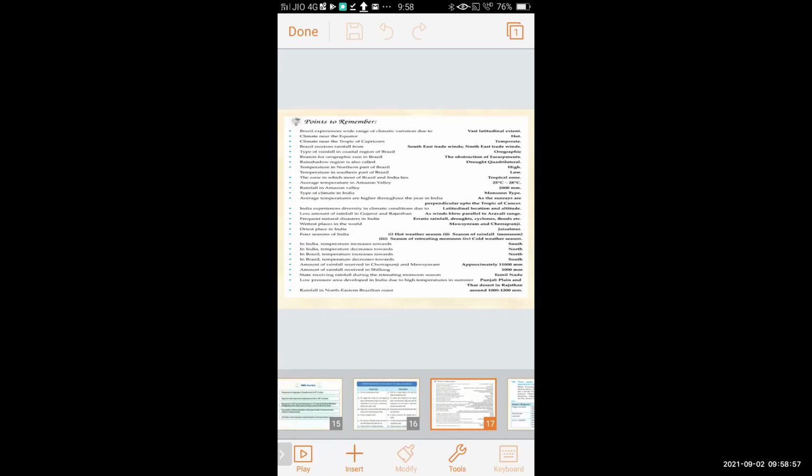The amount of rainfall received in Cherrapunji and Mawsynram is approximately 11,000 mm. In Shillong, the amount of rainfall is 1,000 mm. Tamil Nadu is the state receiving rainfall during the retreating monsoon season.